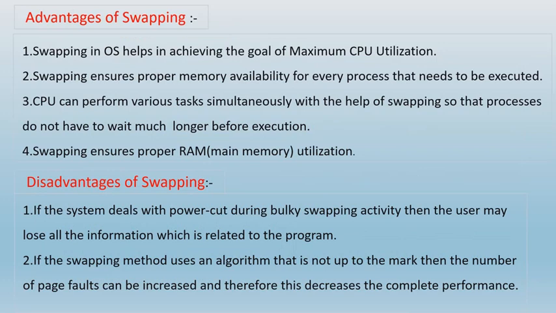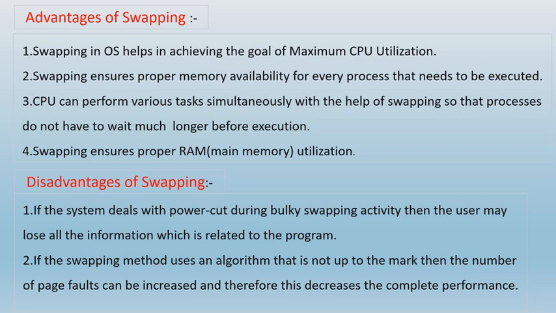Now let us discuss the advantages of swapping. Swapping in the OS helps in achieving the goal of maximum CPU utilization. Swapping ensures proper memory availability for every process that needs to be executed. The CPU can perform various tasks simultaneously with the help of swapping, so that processes do not have to wait much longer before execution. Swapping ensures proper RAM, main memory utilization. So there are also some disadvantages of swapping. Let us discuss the disadvantages of swapping.